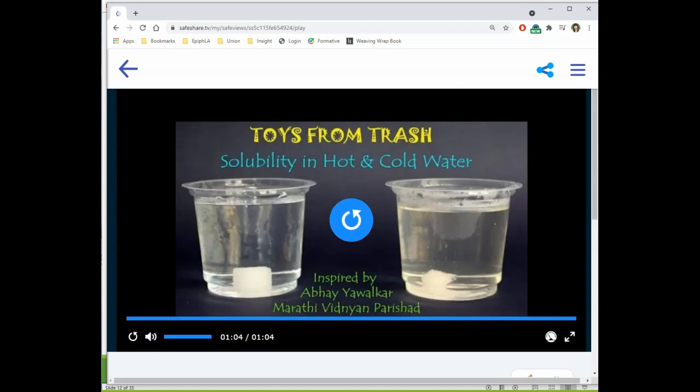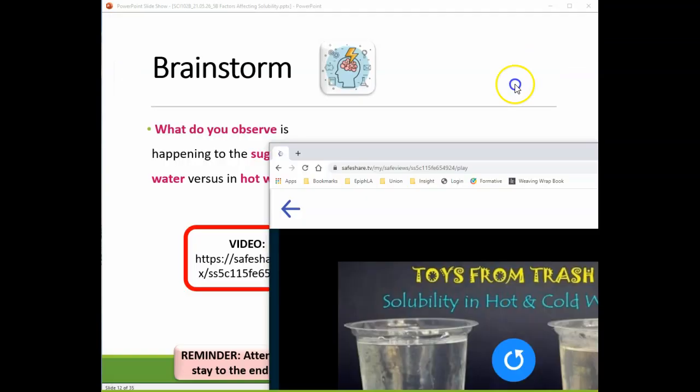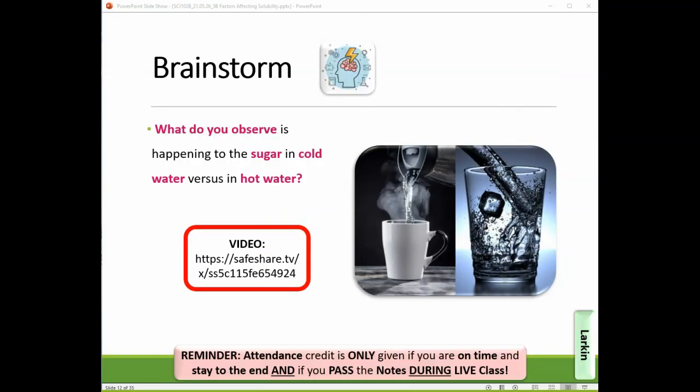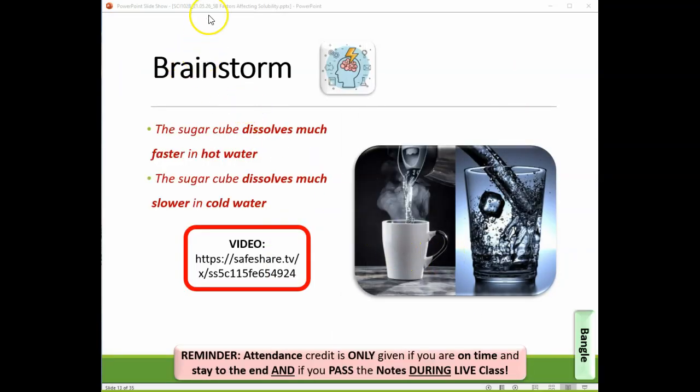All right, so take a moment, pause the video, and think to yourself, what did you observe happening in this video? All right, so what you should have noticed is that in the hot water, the sugar cube dissolved a lot faster, whereas in the cold water, it dissolves much more slowly. All right, so we're able to see that temperature has something to do with how quickly things dissolve, and that's something that we'll be taking a look at today.